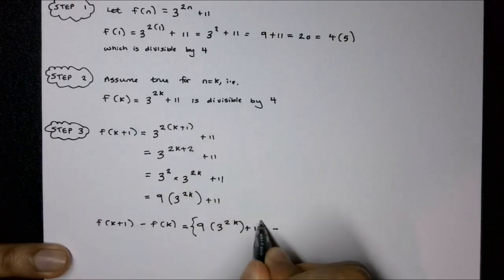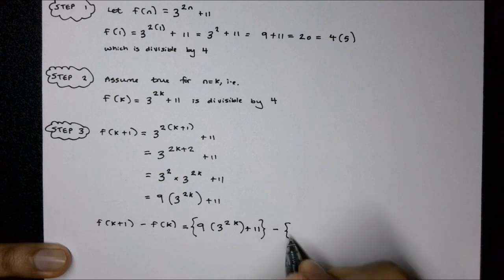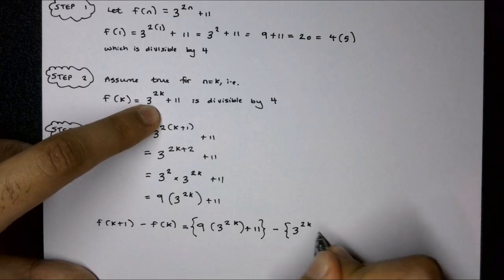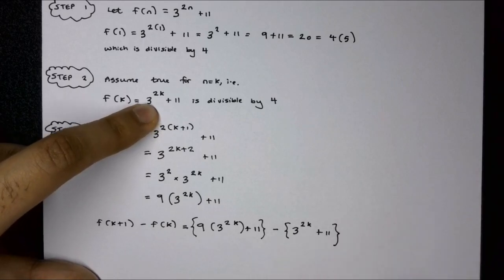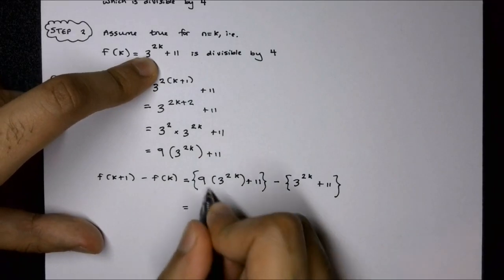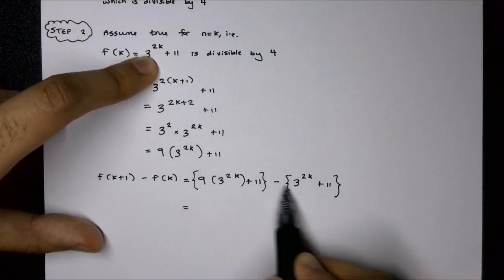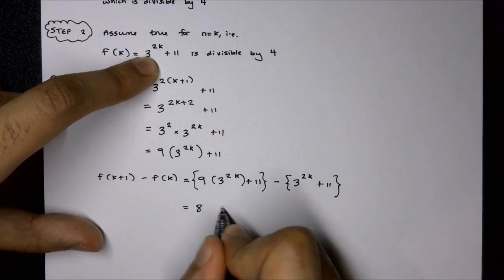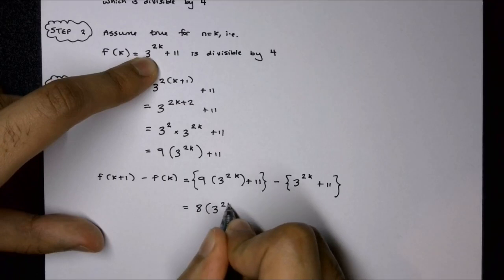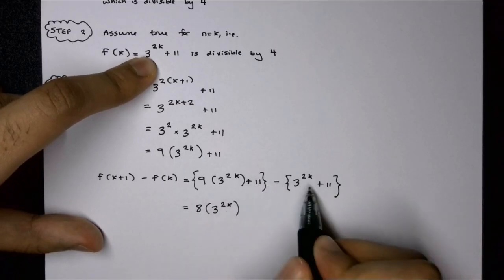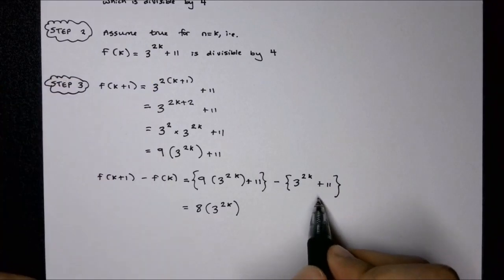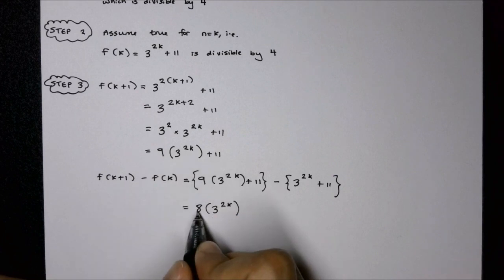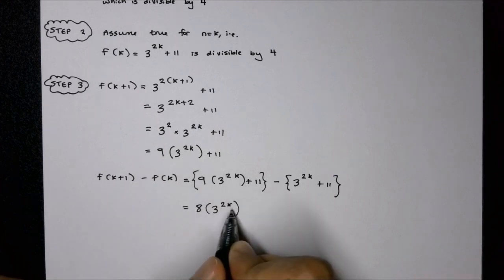So maybe if we show these in brackets, f of k, that's 3 to the power of 2k plus 11. Now if we continue from here, we've got 9 lots of 3 to the power of 2k minus 3 to the power of 2k. You can see over here, that's 8 lots of 3 to the power of 2k. And plus 11 minus 11, that's 0. So f of k plus 1 minus f of k, that's 8 lots of 3 to the power of 2k.